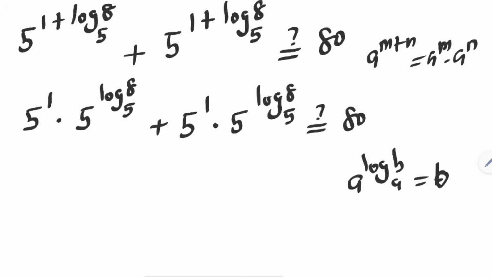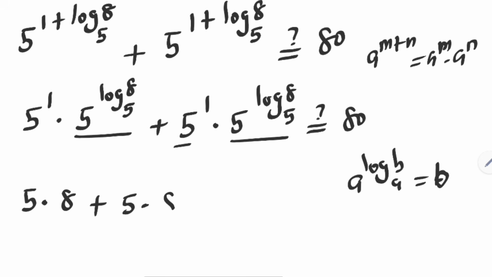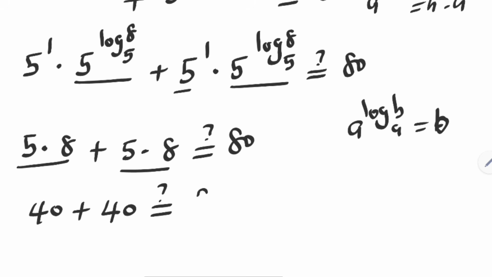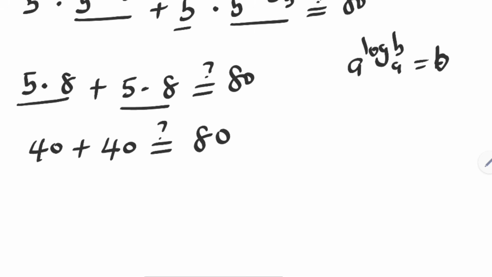Then we have 5 multiplied by the whole of this is 8 plus 5 multiplied by the whole of this is 8 must be equal to 80. Here 5 multiplied by 8, this is 40 plus 5 multiplied by 8, 40 must be equal to 80. 40 plus 40, this is 80, is equal to 80, which is true.